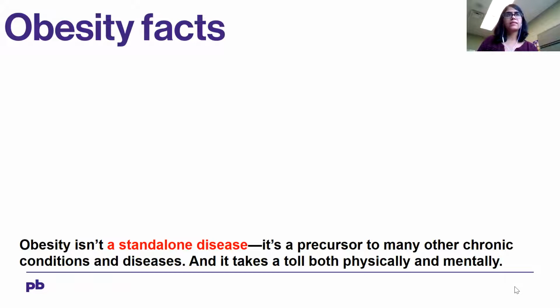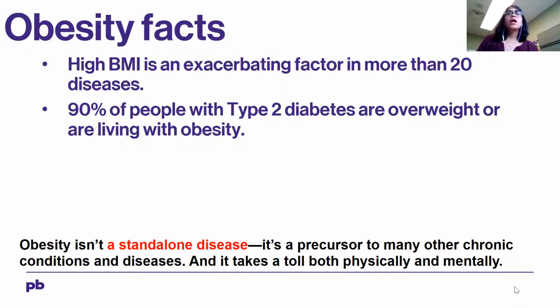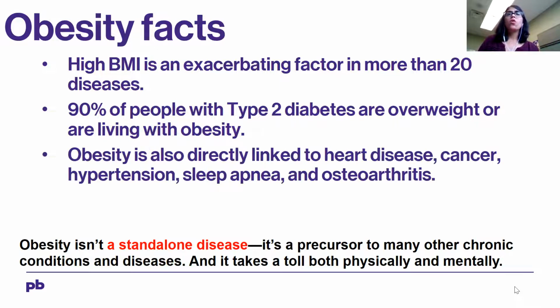Let's look at some of the facts related to obesity. High BMI is considered to be an exacerbating factor in more than 20 diseases. Second, 90% of the people with type 2 diabetes are overweight or are living with obesity. Obesity is also directly linked to heart disease, cancer, hypertension, sleep apnea, and osteoarthritis.